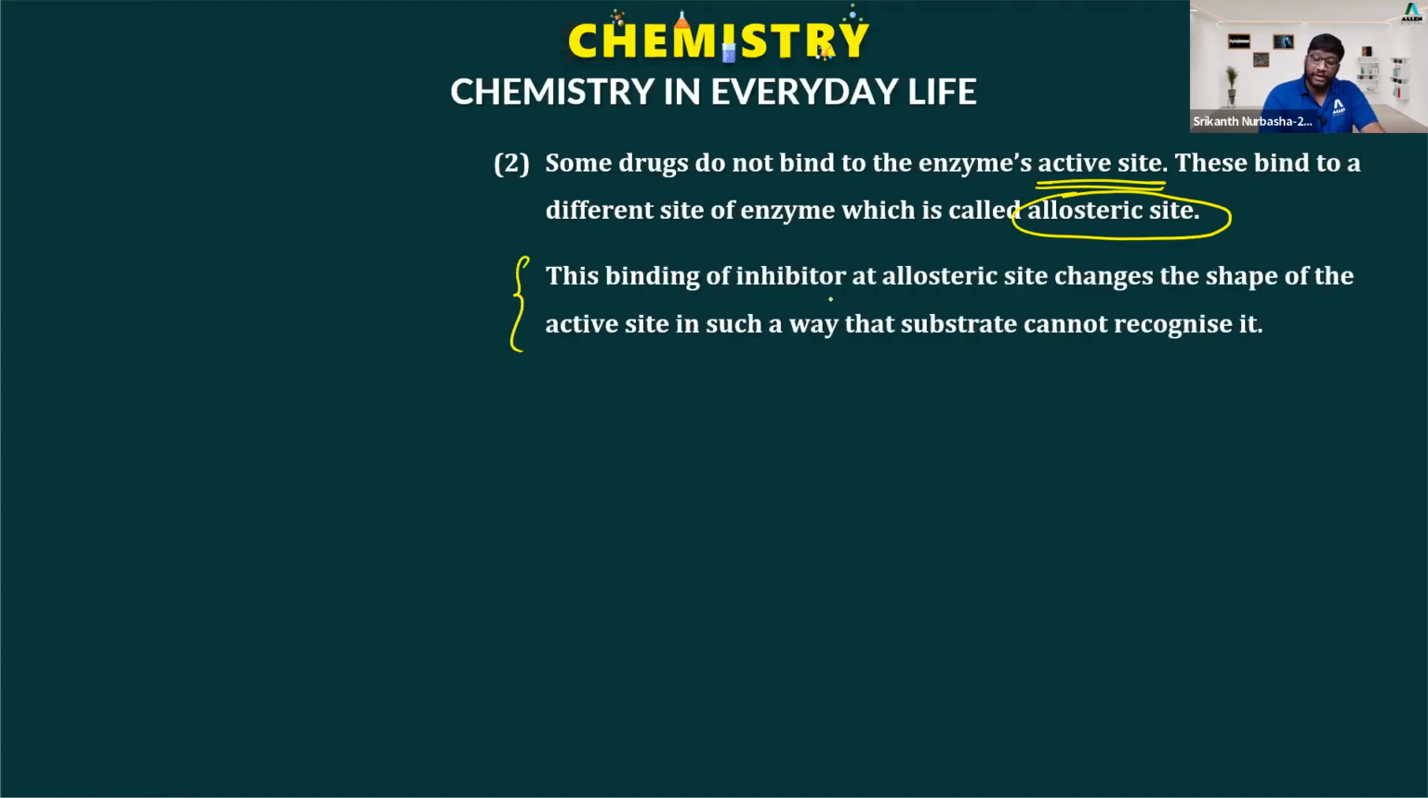This binding of inhibitor at allosteric site changes the shape of the active site in such a way that substrate cannot recognize it. Substrate cannot recognize the active site now because the interaction has been changed. Earlier substrate had dipole-dipole interactions. Now, because of the drug binding, the dipole-dipole interactions with the enzyme are not there. So the substrate cannot go and bind there.